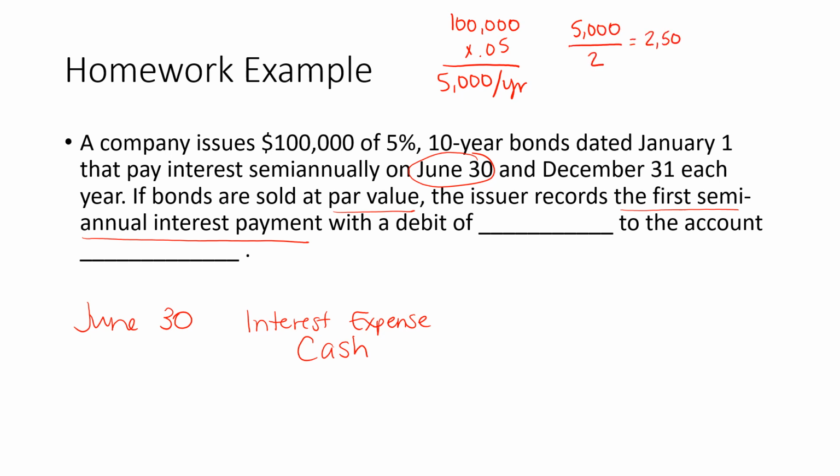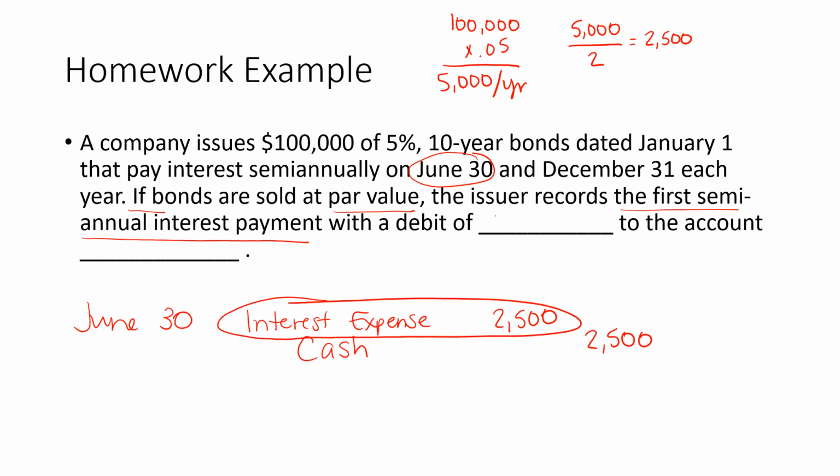So that will give $2,500 for the initial interest payment. So interest expense of $2,500 and a credit to cash, $2,500. So now we can fill in the blanks. It says, if bonds are sold at par value, the issuer records the first semi-annual interest payment with a debit of, so here's our debit, a debit of $2,500 to the account interest expense.